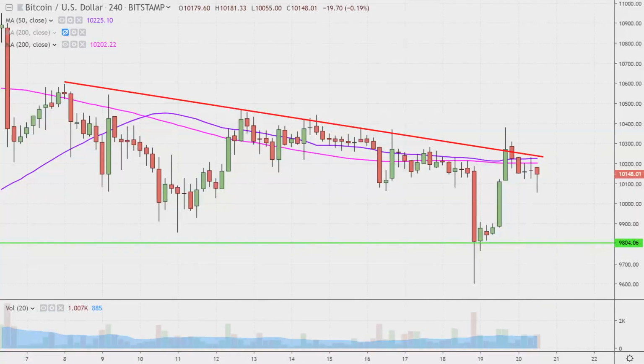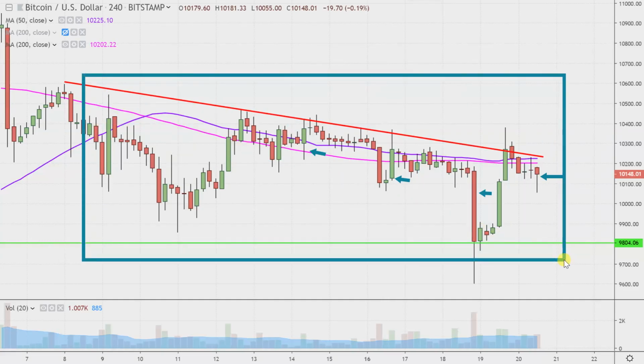Real quick, what do I mean by 4-hour in case maybe you're new to charts? Instead of each one of these candlesticks, as they're called, representing 1 day's worth of price action, which is what you would normally see, each one represents 4 hours. So while this here may look like a few months worth of time, it's actually just the past few weeks broken down into 4-hour time slices.